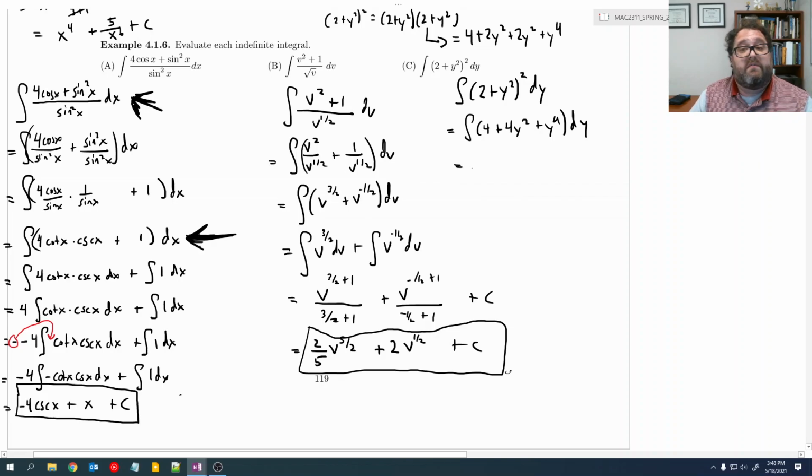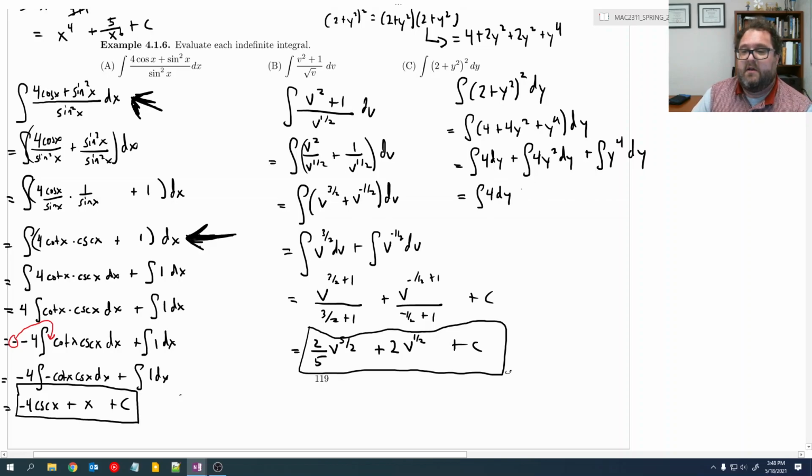So let's see, we're going to take all the derivatives individually. Sorry, antiderivatives. So we have the antiderivative of 4 dy, of course, plus the antiderivative of 4y squared dy, plus the antiderivative of y to the 4th dy. And the last thing I'm going to do before I actually take the antiderivatives is to factor out that 4. So leave the first one alone. That's 4 dy. That's just a constant. Then we're going to bring out that 4 times the antiderivative of y squared dy, plus the antiderivative of y to the 4th dy.